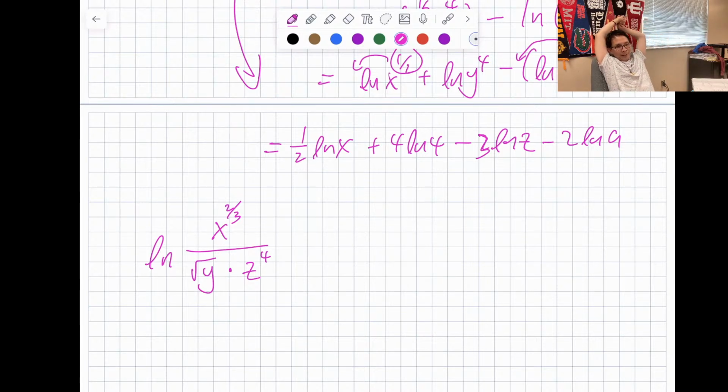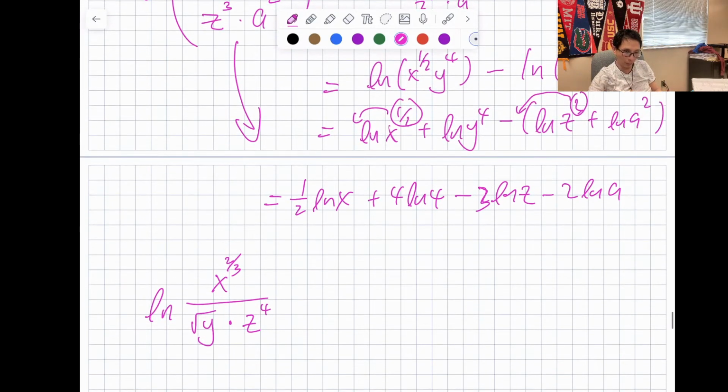On the last one, why is it 4 ln y? Oh, okay. My bad. That was my ugly handwriting. I was trying to write a 4, but it came out like a y.